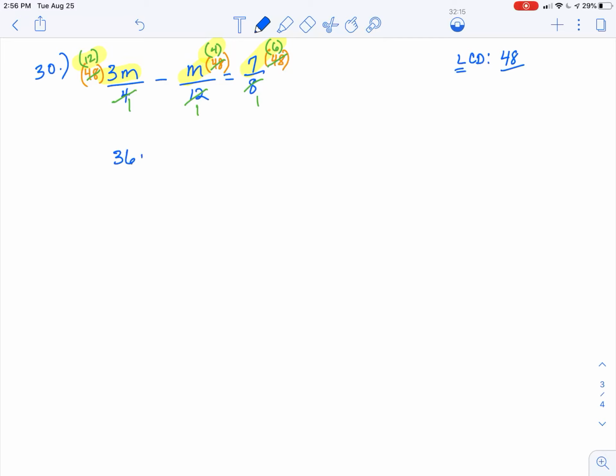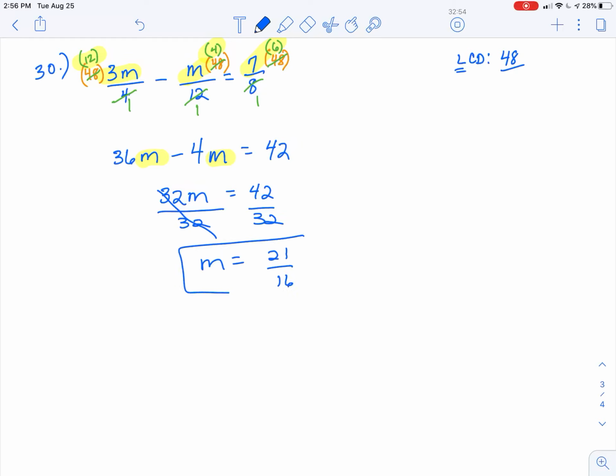So 12 times 3m is 36m, minus 4 times m, which is 4m, equals 42. Now I have 2 m terms here, don't I? Let's subtract that. 36 minus 4 is 32m. Keep the last name. Equals 42. I'm trying to isolate m all by its little self. I can do that by dividing both sides by 32. I would end up with 42 over 32, but those are both even numbers, so I know that those can reduce a little bit further. We can divide them by 2, and I would get 21 over 16. And that is my final answer.